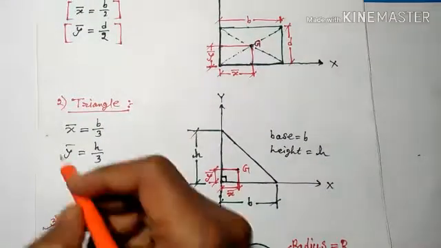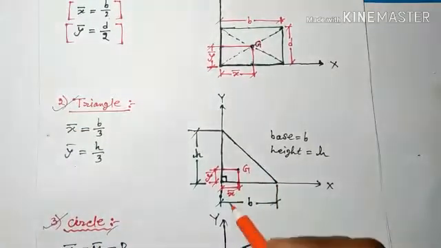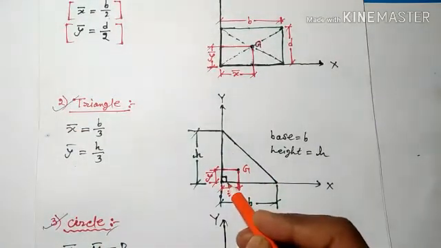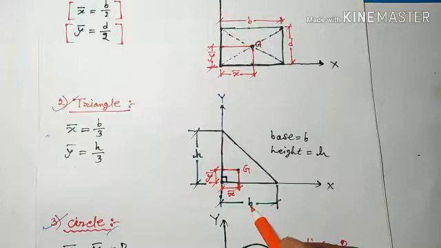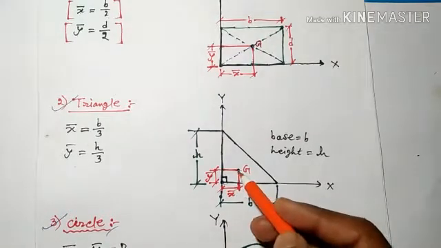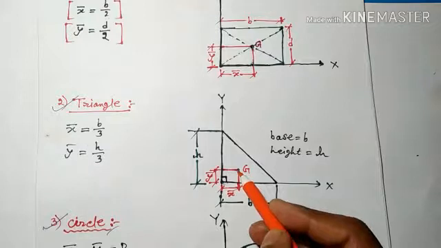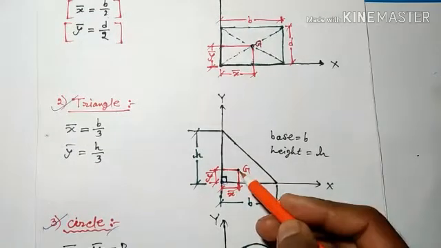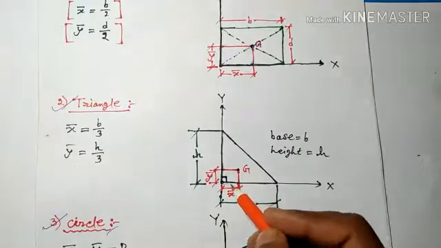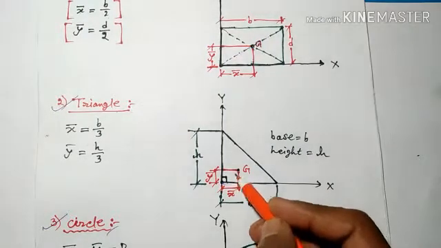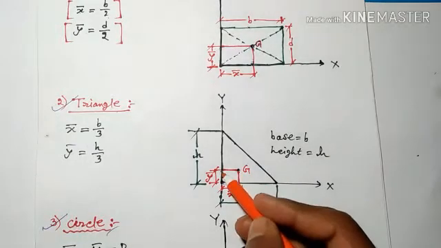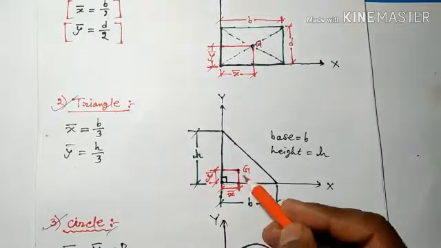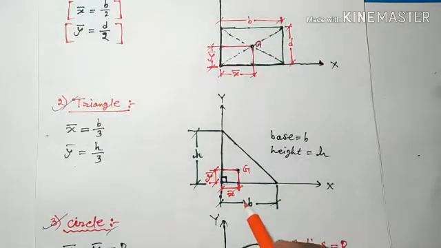The next figure is a triangle. This is a right angled triangle. The height of the triangle is h and the base is b. Suppose this point is the location of the CG of this triangle. It is denoted by G. Now x bar is the distance of CG from the y axis and y bar is the distance of CG from the x axis, but for a triangle the distance of CG from the base is always 1/3 of the height.